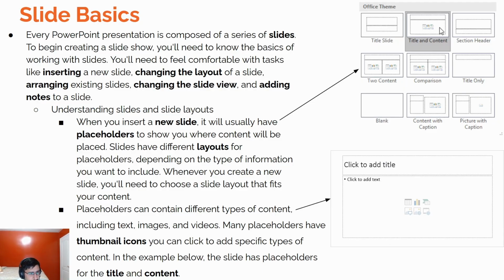So in terms of editing or understanding slides and slide layouts, when we insert a new slide, it will usually have placeholders to show you where content should be placed. Like this is a placeholder right here. Different slides will have different layouts for placeholders depending on the type of information you want to include. Whenever we create a new slide, you need to choose the slide layout that fits your content. Of course, placeholders can contain different types of content, including text, images, and videos. And many placeholders have thumbnail icons we can click on to add specific types of content.